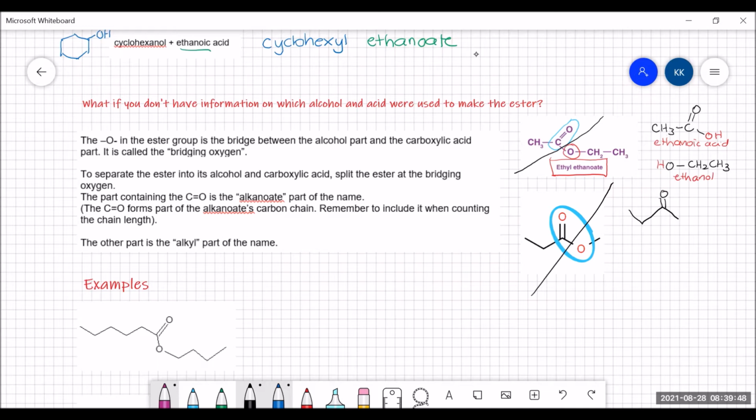Our part with the carbonyl group and our part with the alcohol. Now all we need to do is put our OH back on the carboxylic acid and our hydrogen back onto the alcohol. And we can see here we have how many carbons? We have 1, 2, 3. So this is propanoic acid.